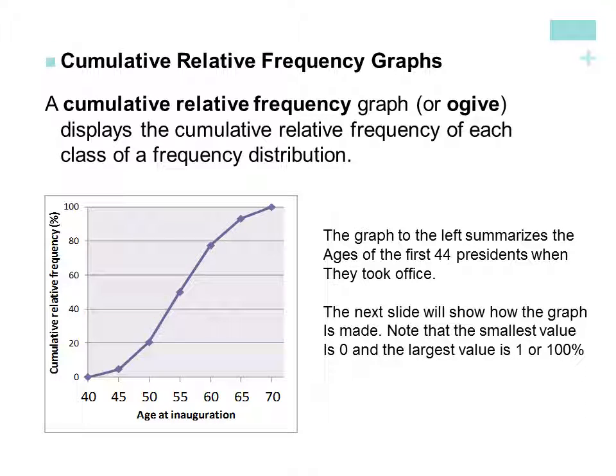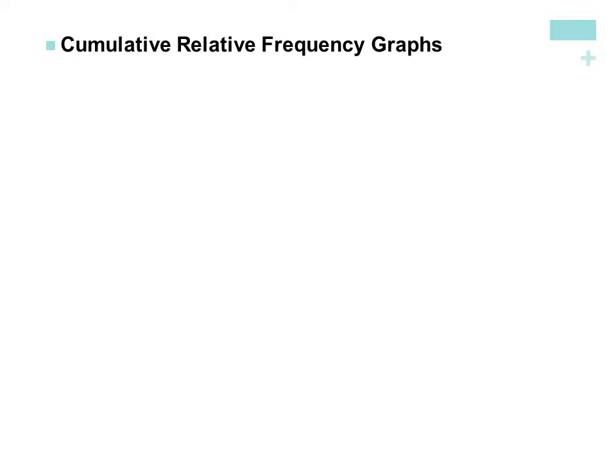The next slide, we're going to show specifically how the graph is made. So just take note that the smallest value is 0%, to the highest value, which is 1 or 100%. Okay, so how do we make that graph?